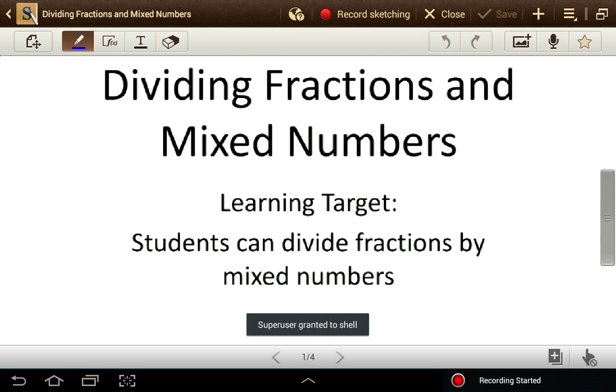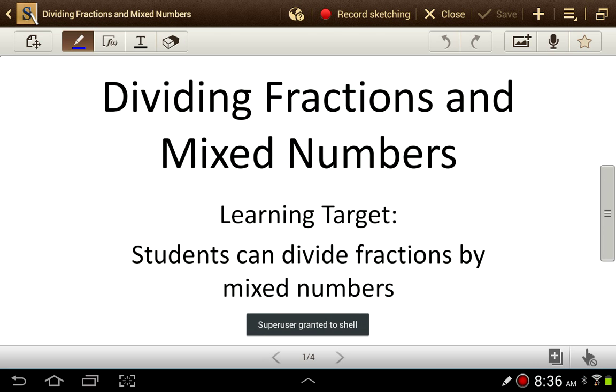Today we are going to do dividing fractions and mixed numbers. So we're going to have a combination of fractions and mixed numbers working in today's lesson. Our learning target for today is that students can divide fractions by mixed numbers. That's really what we want to focus on: can you divide with that mixed number in there. If you need to pause, go ahead. I'm going to move on to the next screen.